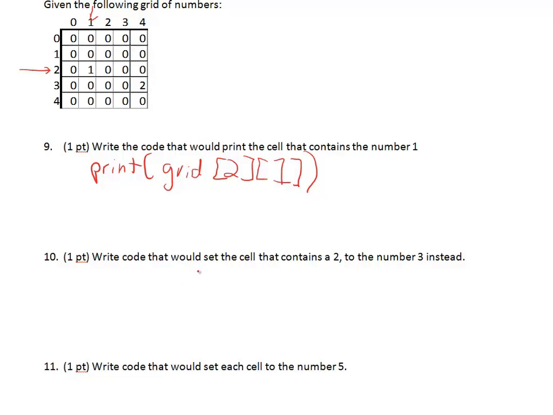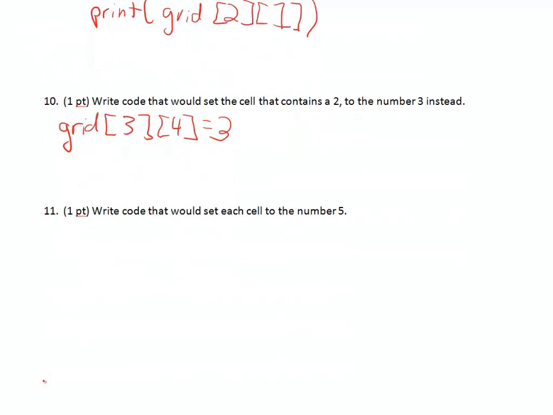Write code that would set the cell that contains a 2 to the number 3 instead. Okay, well that one's here, so row is going to be 3, column is going to be 4. So I'm going to do grid 3, 4 is equal to 3. Thank goodness I'm going to type this instead.